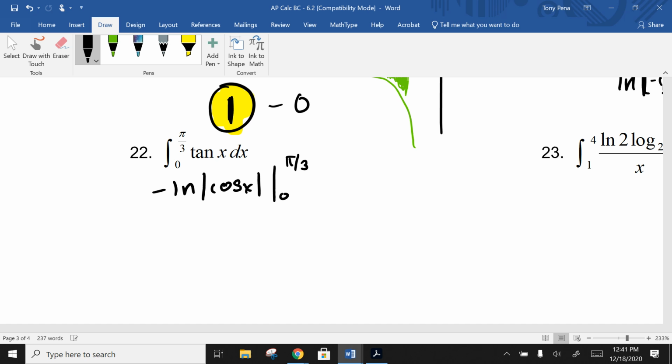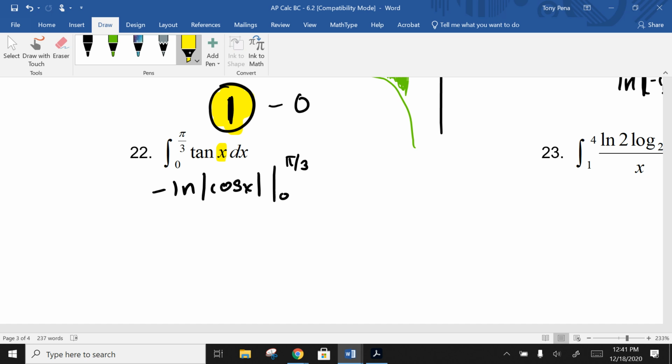The reason I use cosine is because usually when you have limits, you want to think of evaluating it in terms of cosine anyway. So if you were to put the natural log of secant, that's fine. But when you now have to evaluate it, like the secant of pi over 3, you're going to probably have to think cosine anyway, like 1 over the cosine.